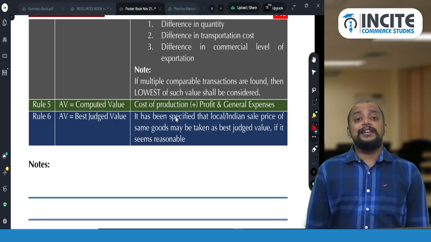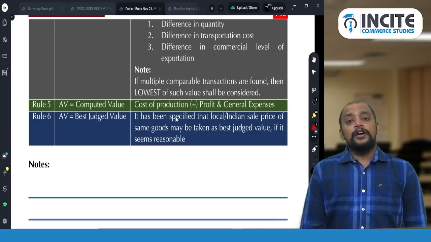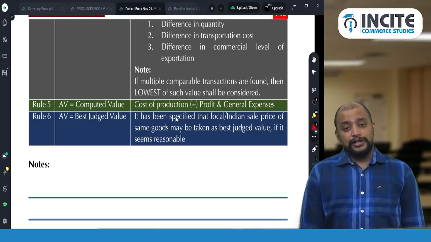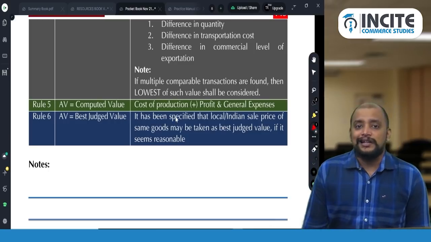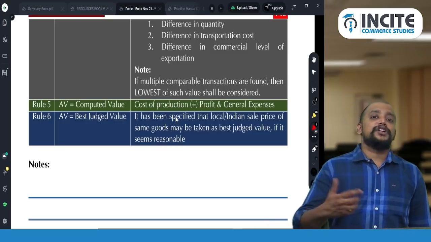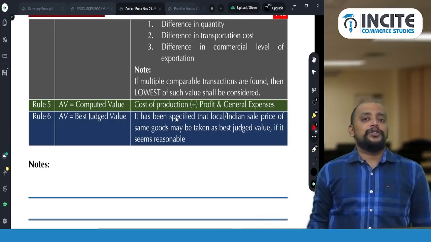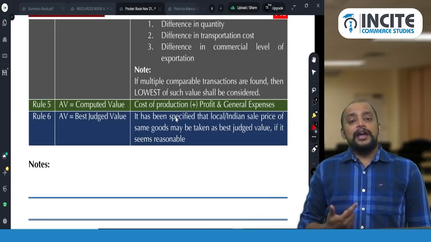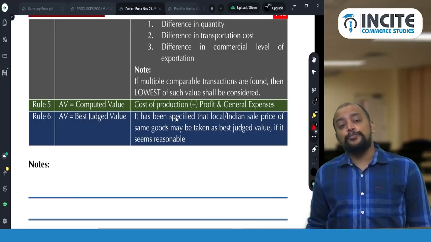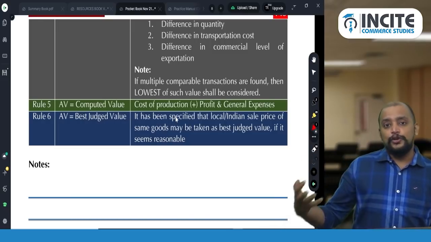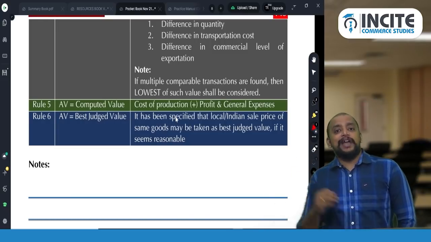Or there is a related party transaction, or price is not the sole consideration, or there is some conditional import, meaning the exporter puts conditions on the importer for making the sale, and the exporter restricts the importer in making the sale. In those cases the transaction value will not be accepted.